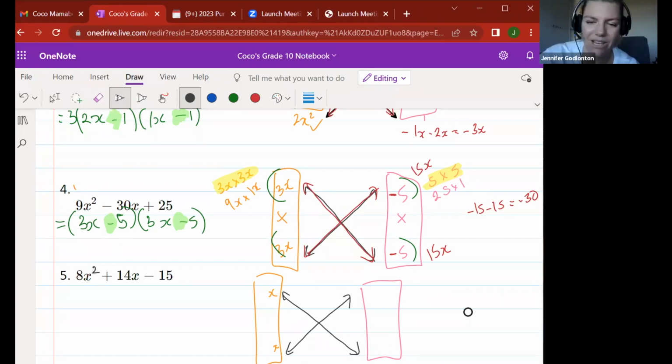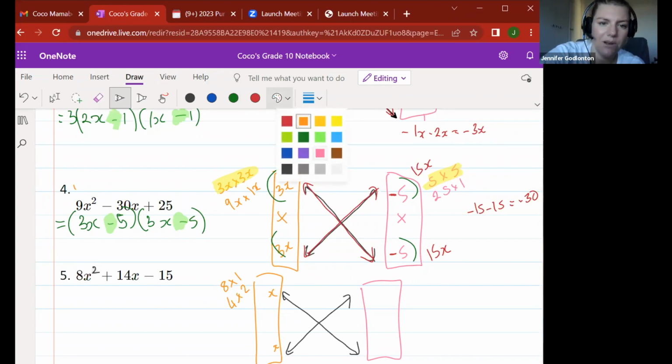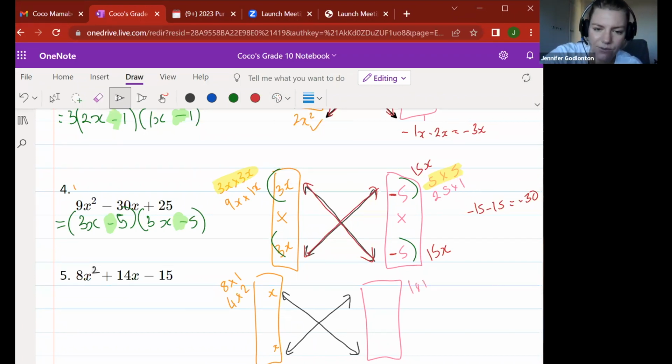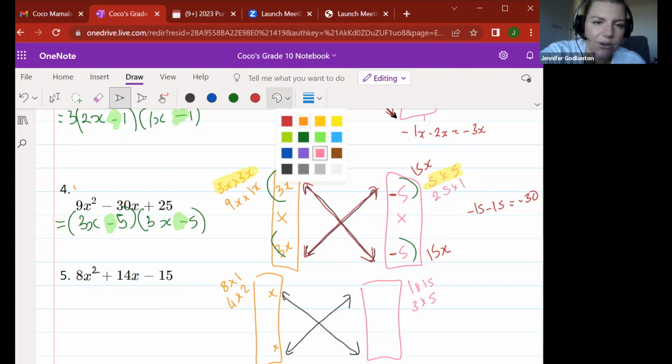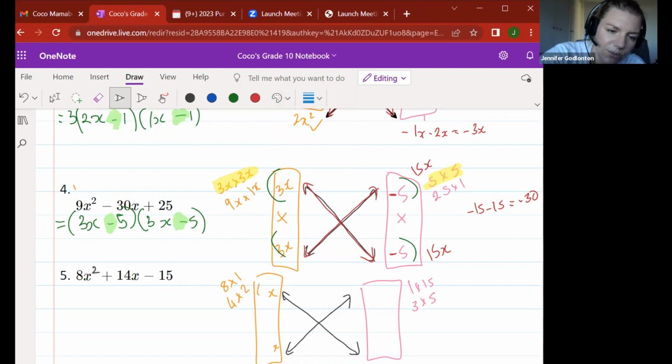Okay, let's have a look. So when we look at our 8, we've got different options. We could do 8 times 1, or we could have 4 times 2. Those would both give us 8. And when we look at our 15, we could have 1 times 15, or we could have 3 times 5. Okay. So let's have a look. If we work with the 4 and the 2, we're going to have 4x and 2x. And then let's work over here with the 3 and the 5. So let's make this a 3 and let's make this a 5.